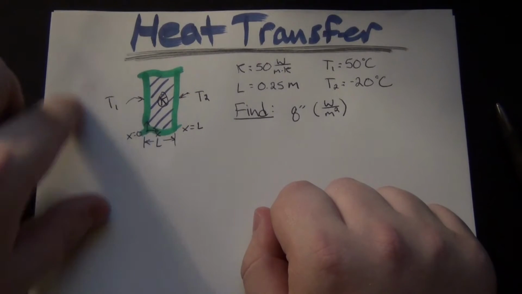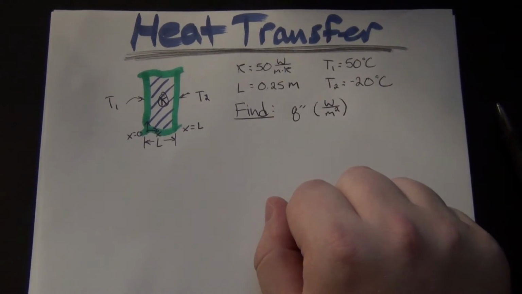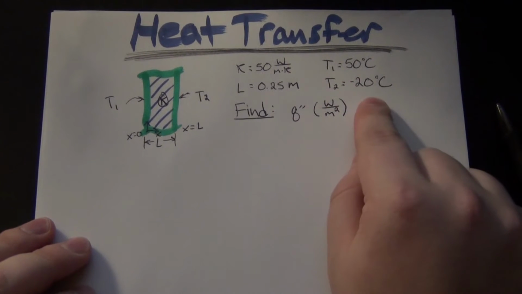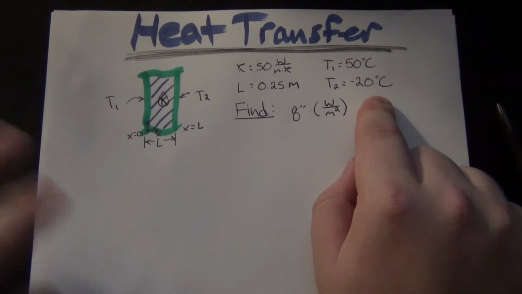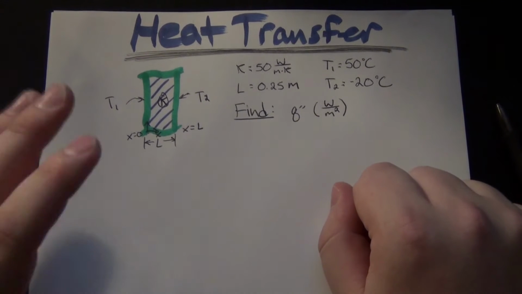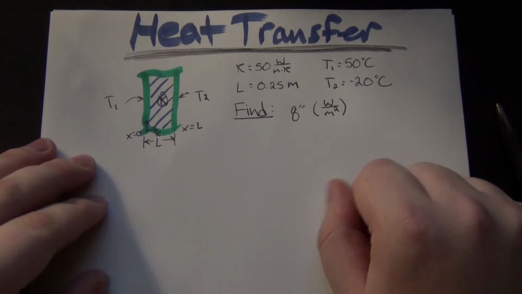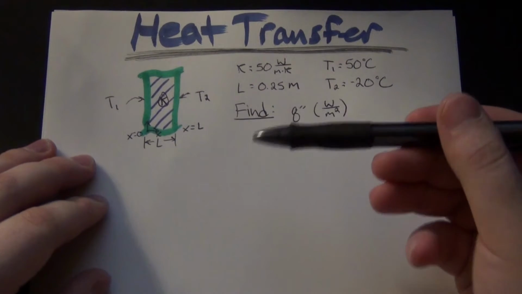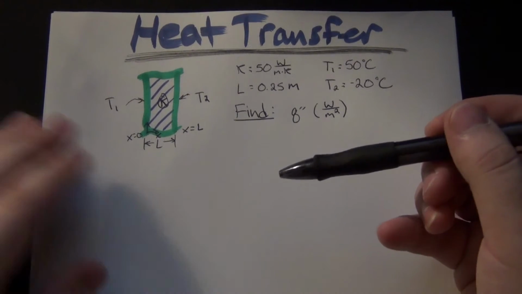So for example, let's say this is the inside of a house and this is the outside of a house. Although 50°C inside would be kind of warm and negative 20°C outside would be pretty cold. So it's a plane wall, it's going those two directions, and it's at steady state. All the usual assumptions you will have for a problem like this in a class. This would usually be one of the first subjects you'd cover in a heat transfer class too, so it's a good starting place if you're trying to get some extra problems.